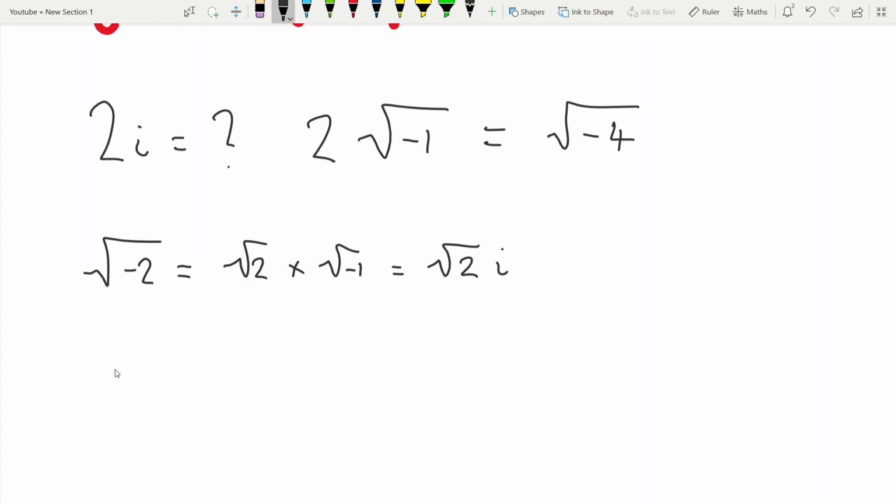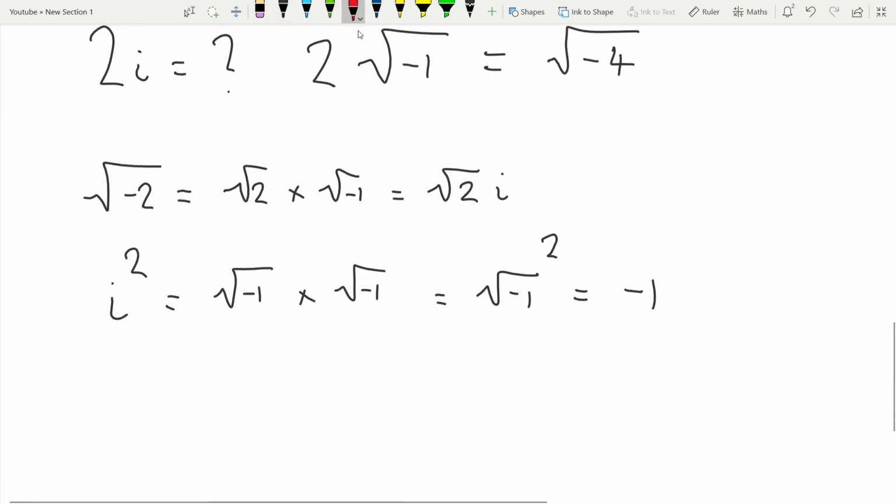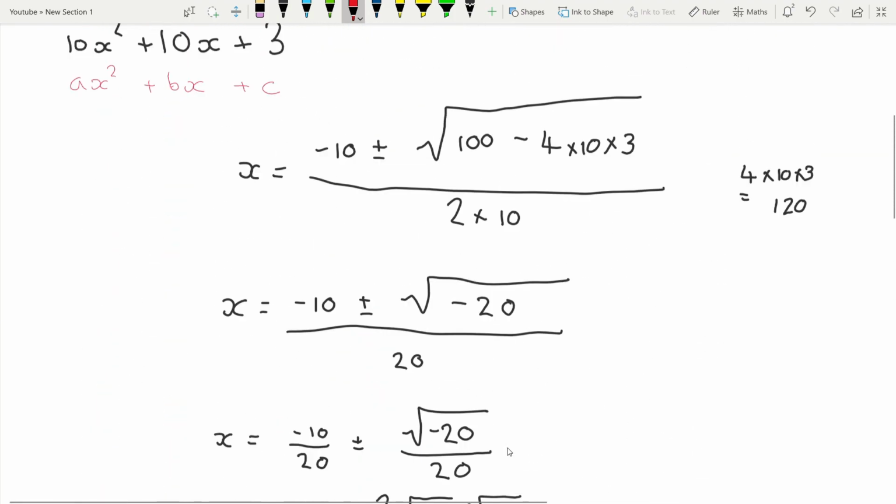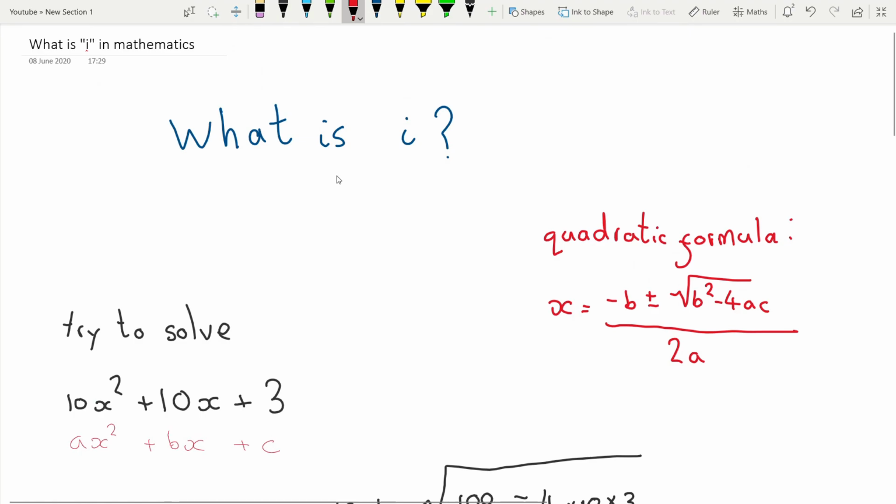Or how about i squared? Well, i squared is root minus 1 times root minus 1. So root minus 1 squared just equals minus 1. So i squared equals minus 1. Back to the original question, what is i? Well, i equals square root minus 1.